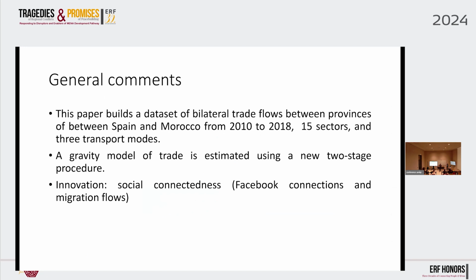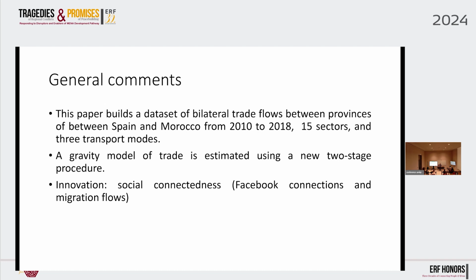Some general comments. I think that the main contribution of the paper is that it tries to build a bilateral data set at the province level, which is an innovation compared to the data that we have in the MENA region, between Spain and Morocco between 2010-2018 for 15 sectors and 3 transport modes. They use a gravity model to estimate the classical determinants of trade using a new 2-stage procedure.